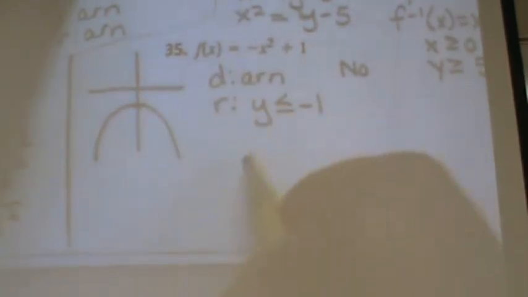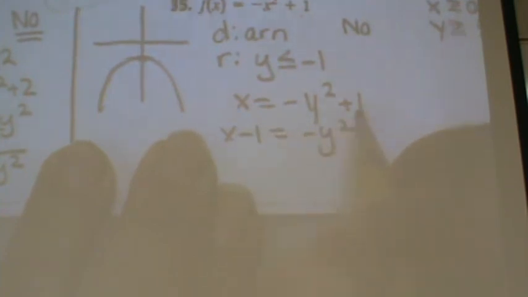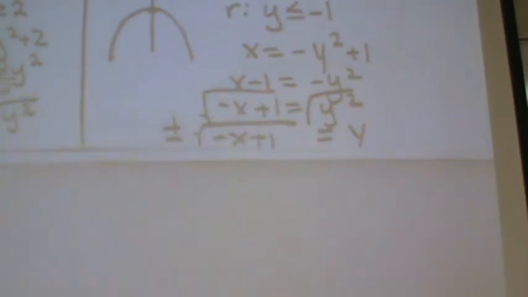Now, how do you find the inverse of this? Instead of y equals, you're going to have x equals negative y squared plus 1. To get y by itself, subtract 1. I'm going to get rid of that negative, so I'll make this negative x plus 1, so I'm dividing by -1. Then I'm going to take the square root of both sides, and I'm going to get y is equal to plus or minus the square root of negative x plus 1.